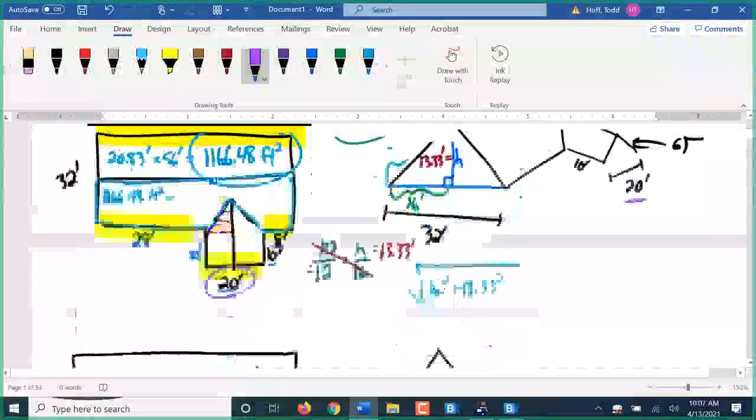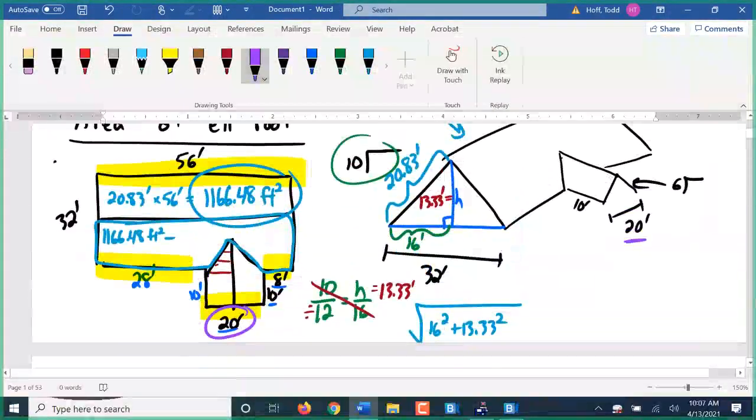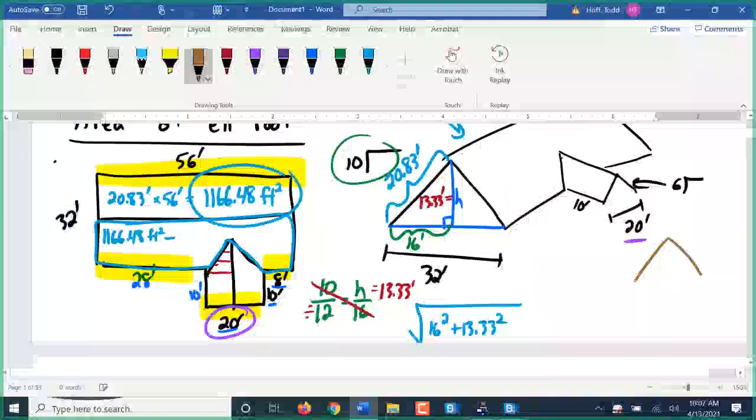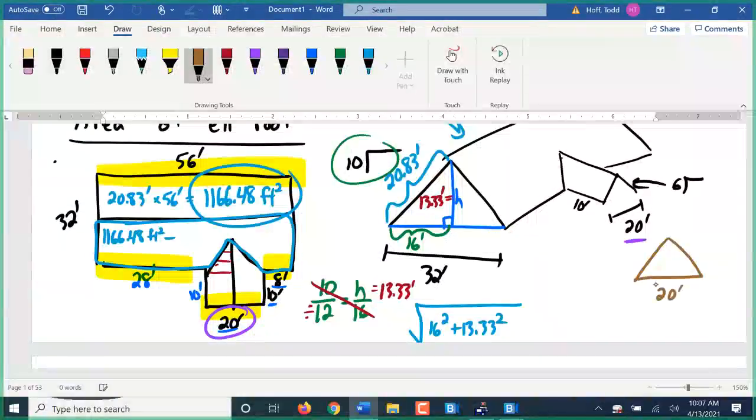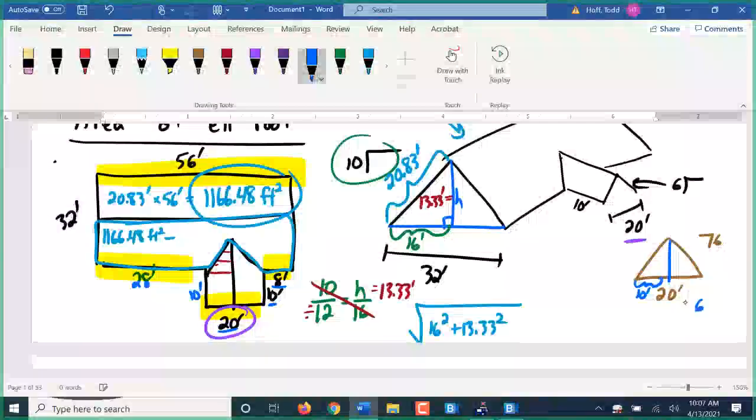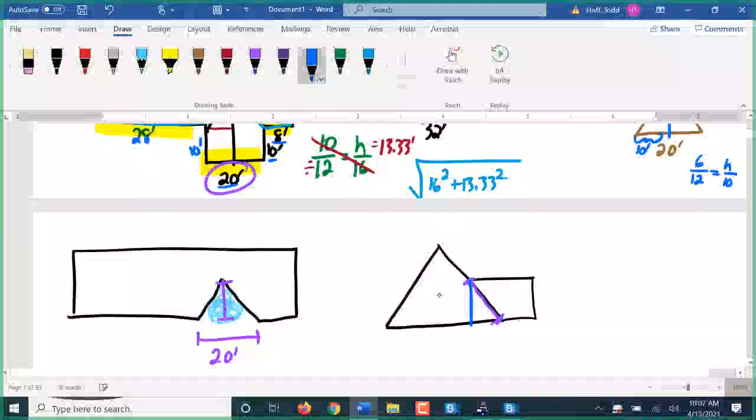To do that, I'm going to come out here on this 20-foot piece. I'm going to look at that. It's a 20-foot span, 6/12 slope. I'm going to find that height using this 10 feet of run. Well, 6 over 12 equals that height over 10, which gives me that height is 5 feet. That height there is 5 feet, which tells me the height here is also 5 feet from the top. So that means right here, this is also 5 feet.